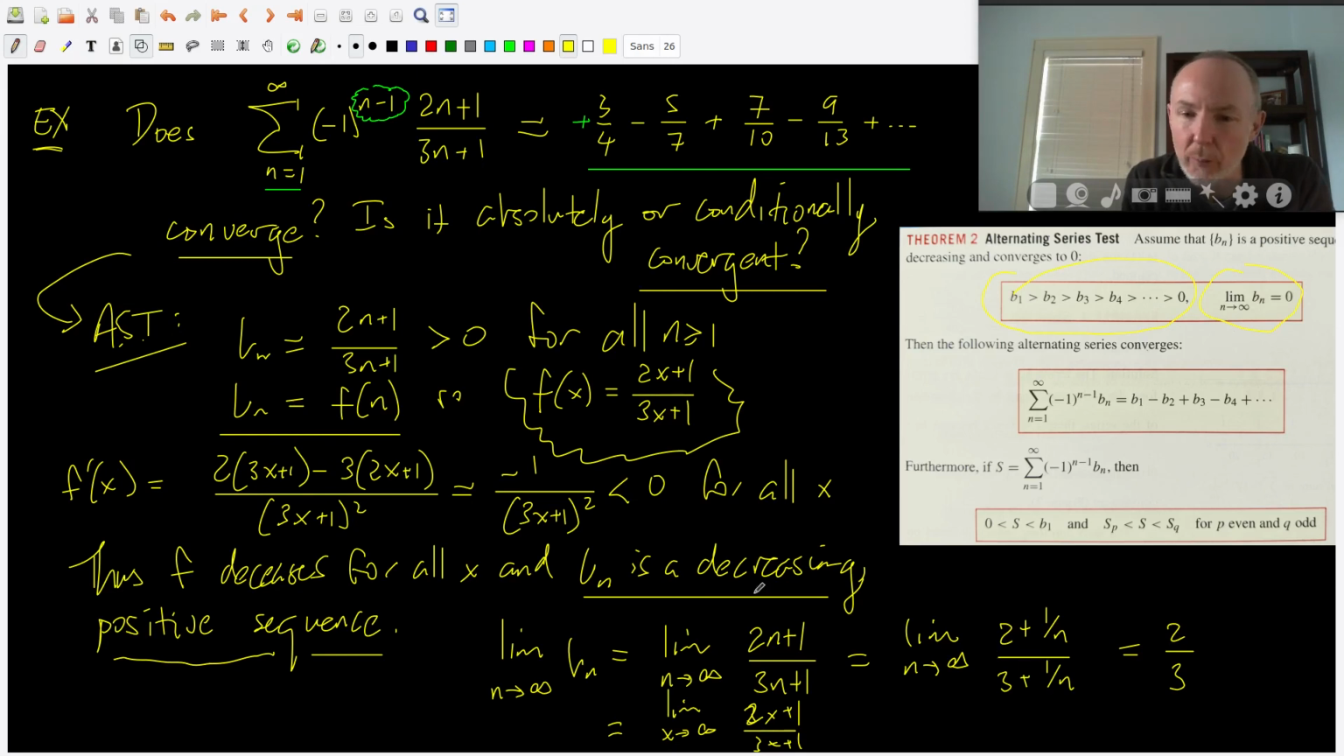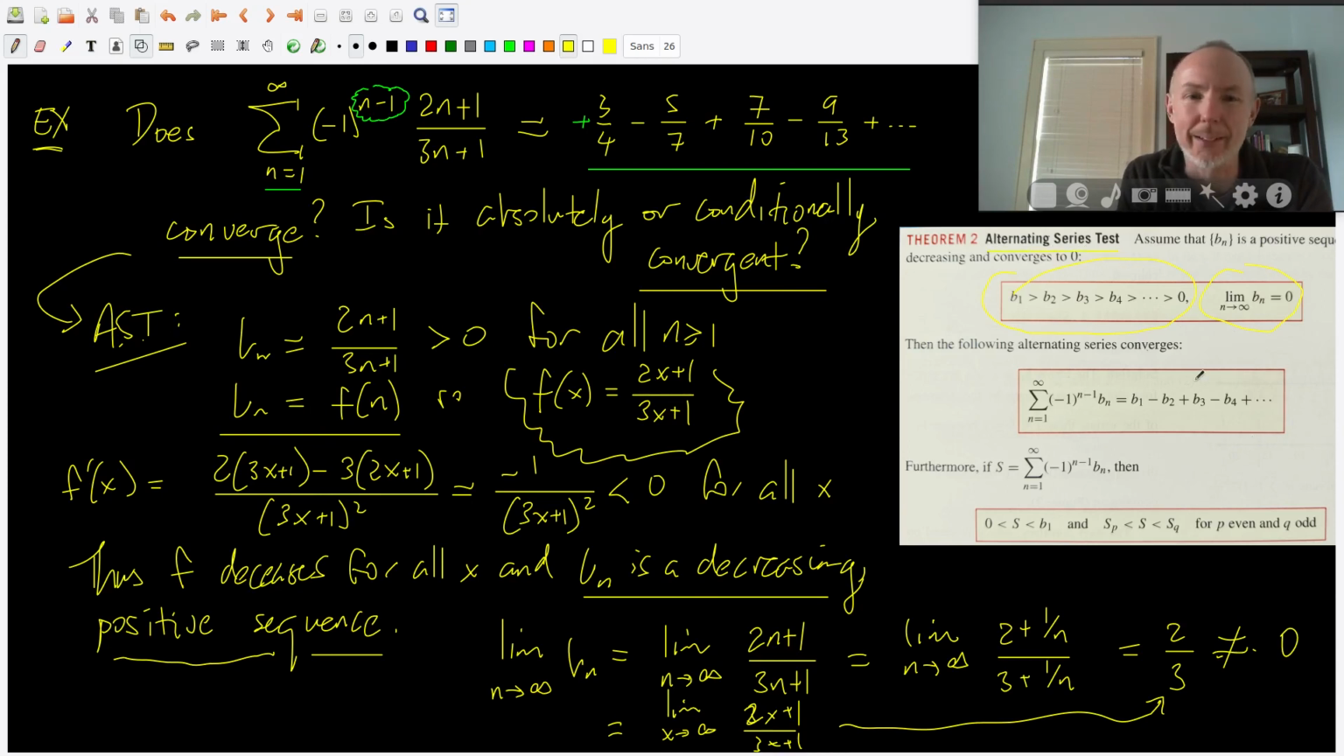Right, I can't differentiate with n's there because the n's are discrete values and I can't differentiate discrete things. But if I turn it into a continuous function which has the same limit, in other words, slide down that curve rather than look at the individual dots on the curve, then the limit's going to be the same. And either way, that limit is going to turn out to be 2/3. And that's not 0. And because that's not 0, this sequence cannot converge according to the alternating series test, right?